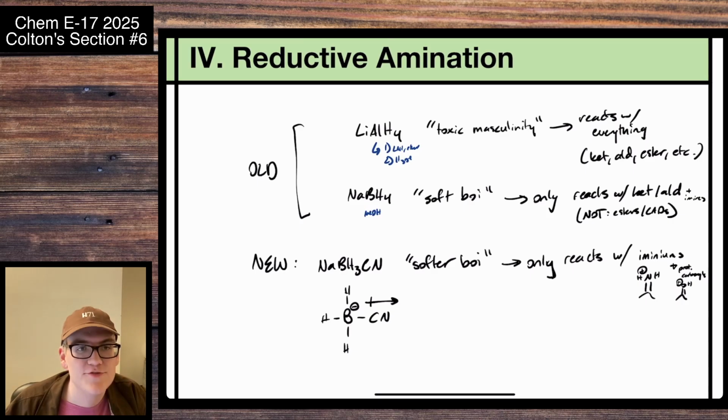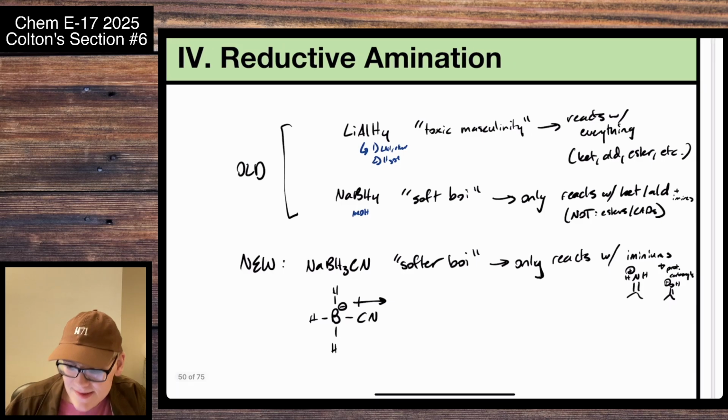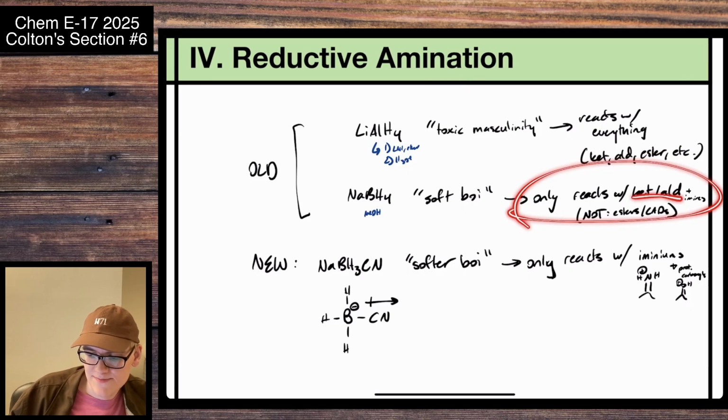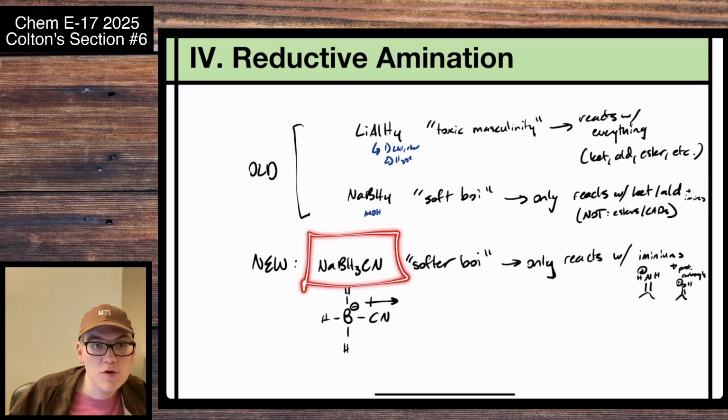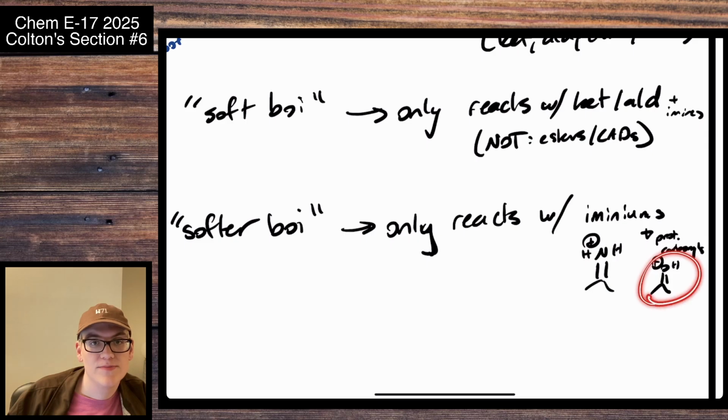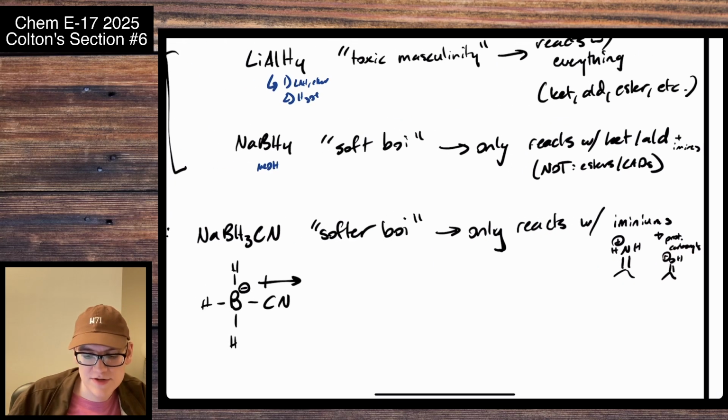But now, let's introduce a third reducing agent into the mix, NaBH3CN, which I typically call softer boy. Whereas lithium aluminum hydride reacts with everything, and NaBH4 only ketones and aldehydes, NaBH3CN will only react with good electrophiles that are positively charged. So it's going to react with iminiums, so nitrogens in a C=N double bond with a positive charge, or protonated carbonyls.